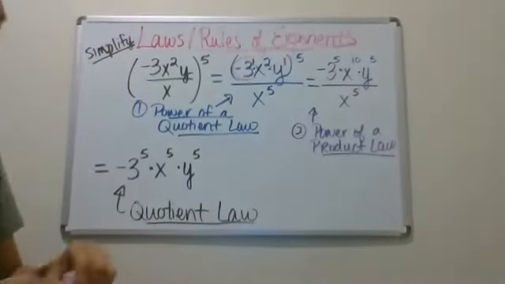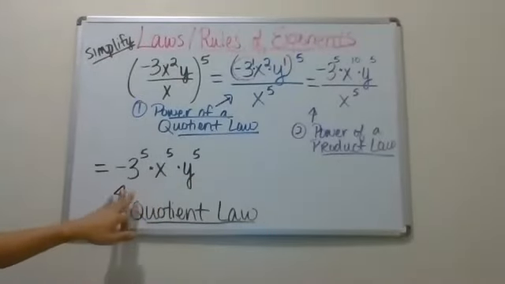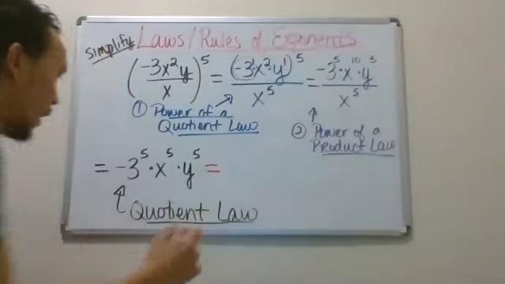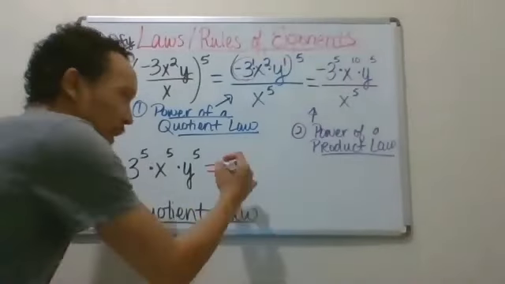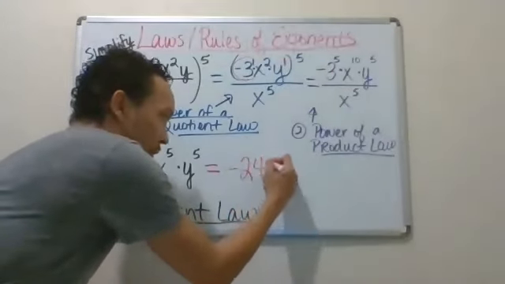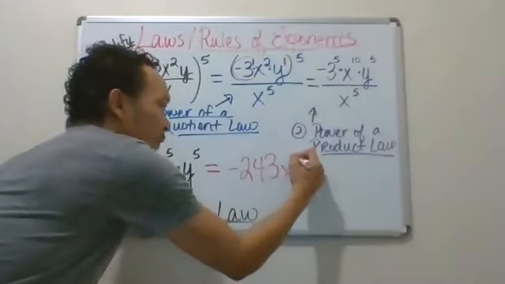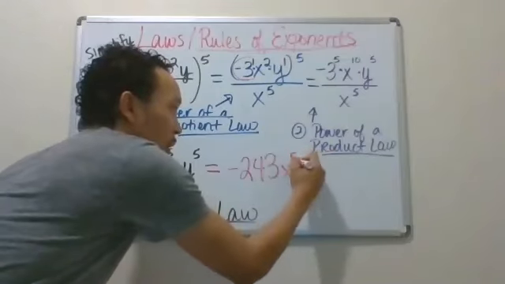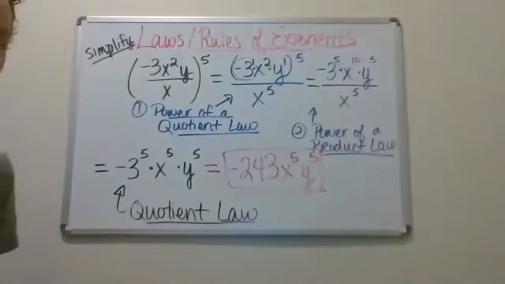And so after we do all of our math, there are no common bases here anymore, so we can simplify this. We know -3 raised to the 5th power, well, we might not know it, but it's equal to -243 times x to the 5th times y to the 5th. This is your final answer. Any questions?